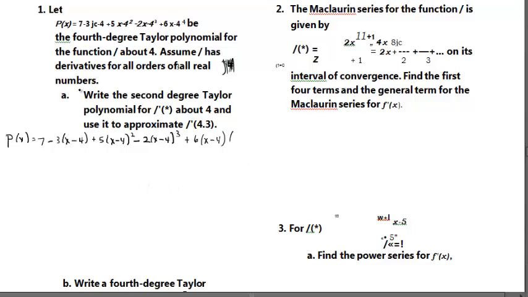All right, our objective on this problem is to write the 2nd degree Taylor polynomial for the derivative about 4 and use it to approximate f prime of 4.3. So just take what they gave you and differentiate it.